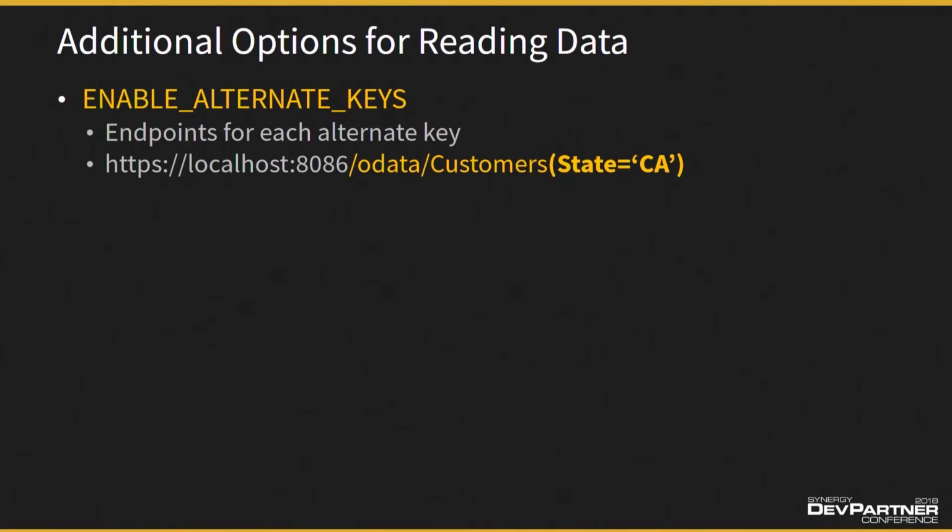Other things you can do. If you wish, there is an option that says enable alternate keys. And if you do that, we will generate one additional method into the controller for every alternate key that's found on every file. And it will have a route of something like OData customers paren state equals, based on the names of the key segments.